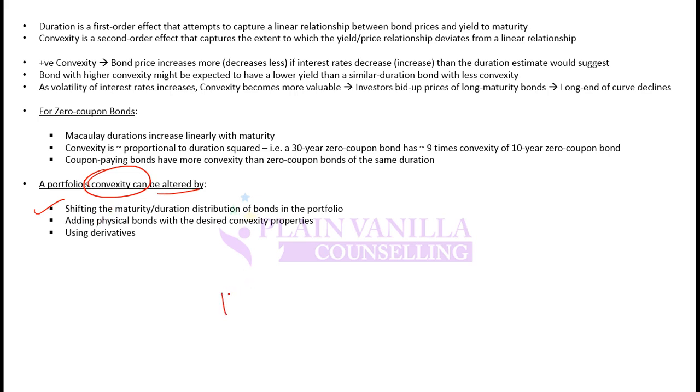That is, for example, keeping more bonds in short term, or keeping more bonds in long term, or keeping more bonds at a specific maturity. Adding physical bonds with desired convexity properties. So if you want to add convexity or increase convexity, you may add bonds that have higher convexity. If you want to decrease convexity, you may add bonds that have lower convexity.